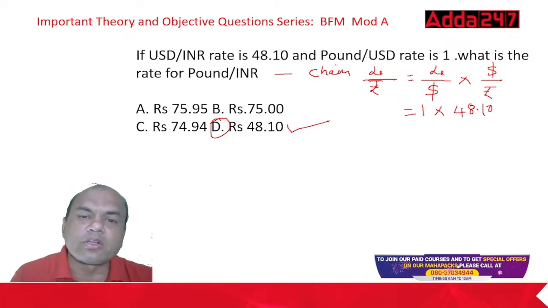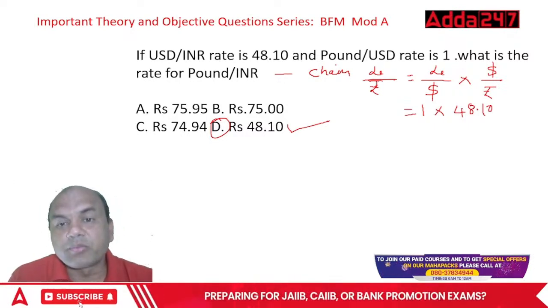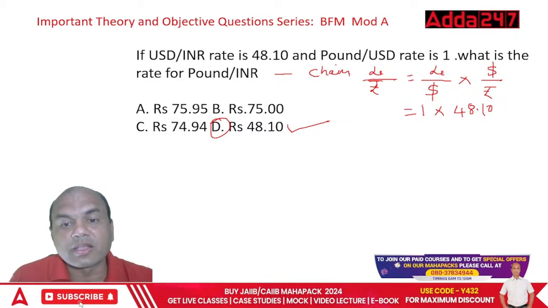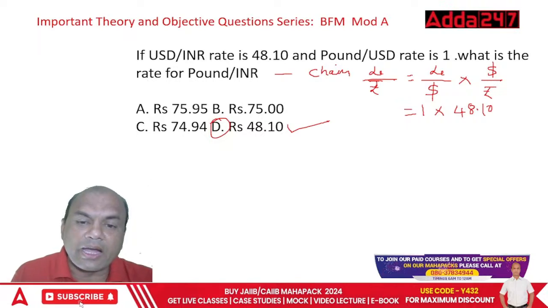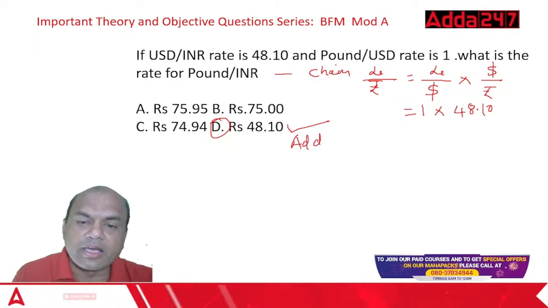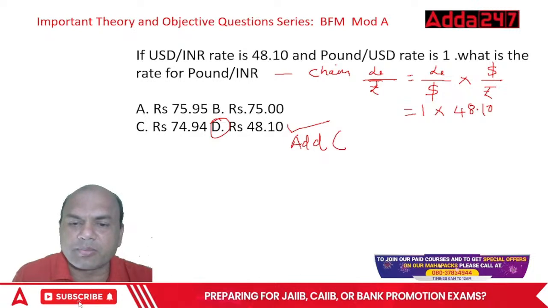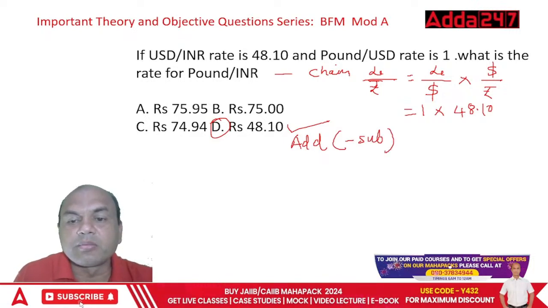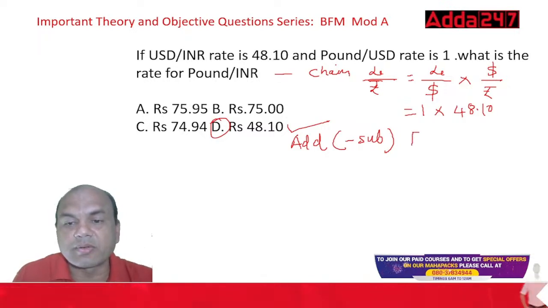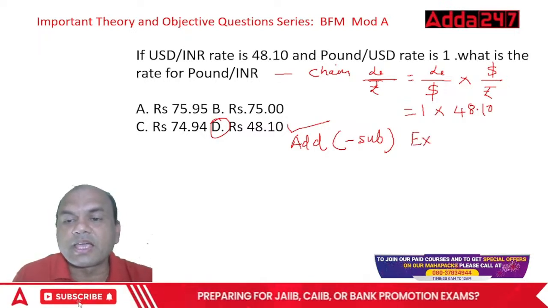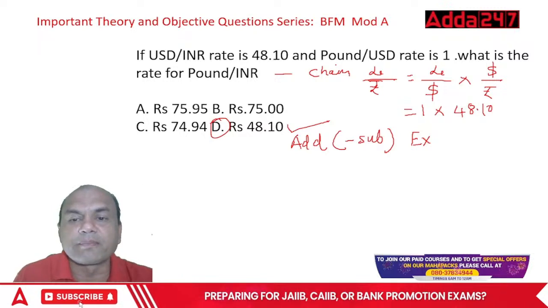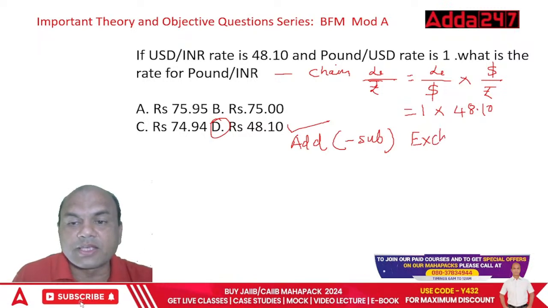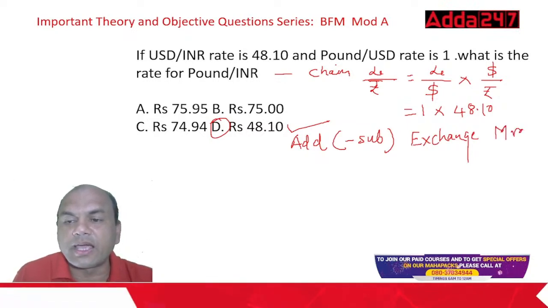Always remember while solving any forex problem, the important part in CAIIB is that after you get this rate, you have to either add or subtract the margin, depending on the transaction. In JIB you had the problem only up to this much. In CAIIB you have the exchange margin also, so you have to either add or subtract it.